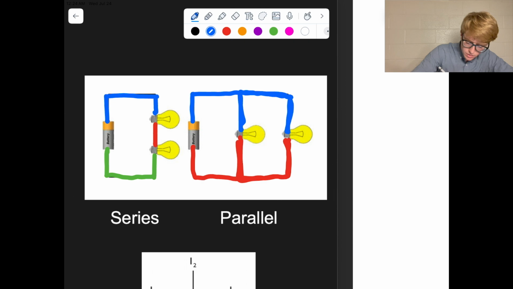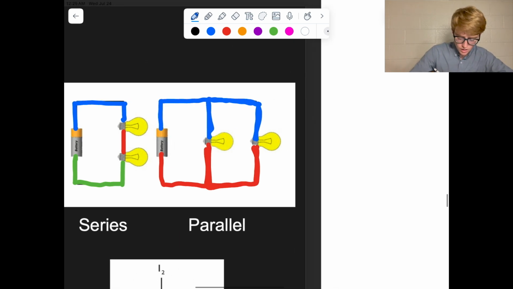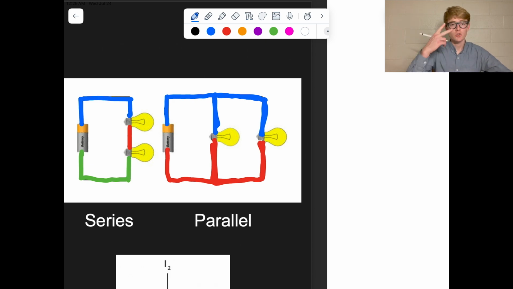You can see here in this image, these elements share just this red node, this red wire. So they're in series because they share just one node. The blue and green nodes are different, so we say they only share one. Now in parallel, the elements share two nodes. They share both of their nodes. So these two lights, we say they're in parallel because they both share the blue and red nodes.